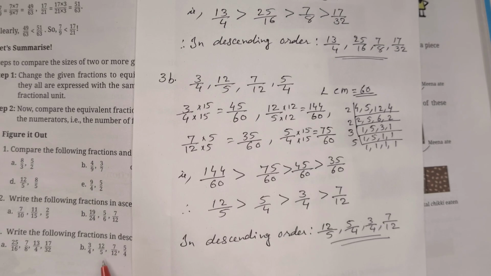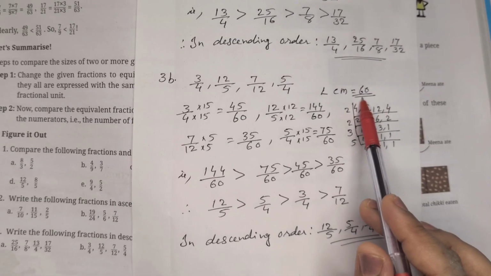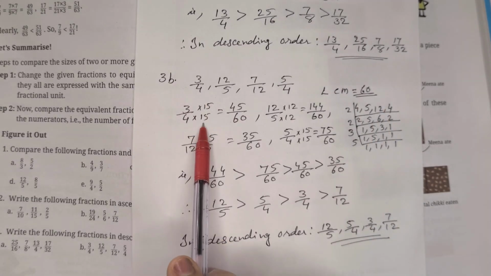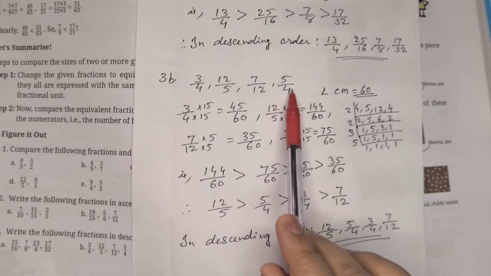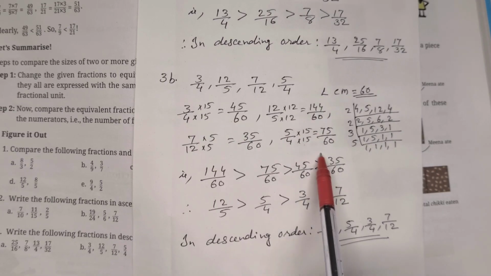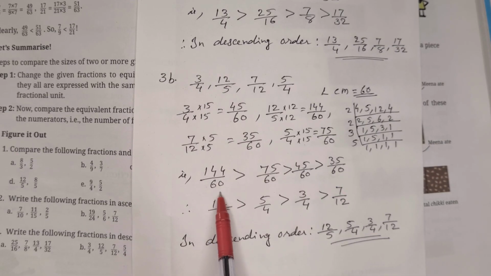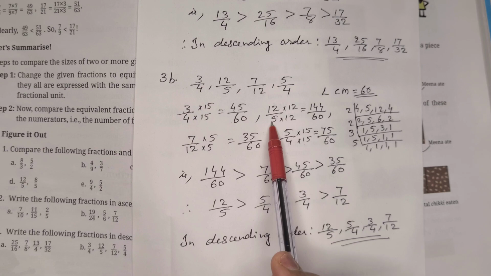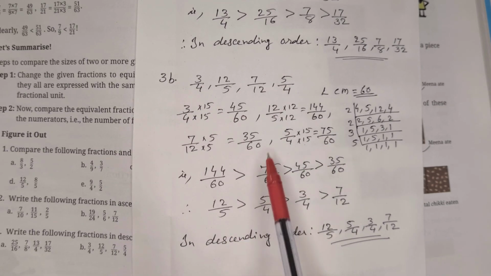Next one, B1. 3 by 4, 12 by 5, 7 by 12, 5 by 4 are the fractions. Here we have to find the LCM. The LCM is 60. So multiply the first fraction with 15, the second one with 12, the third one with 5, and the last one with 15. So we get the equivalent fractions. The bigger one we have to write first, big to small. So corresponding to 144 by 60, we get 12 by 5. 75 by 60 is 5 by 4.